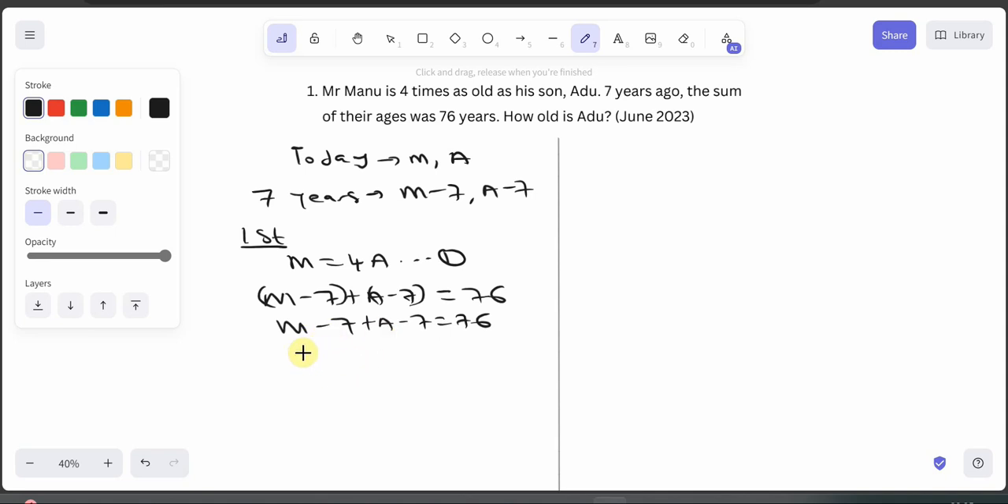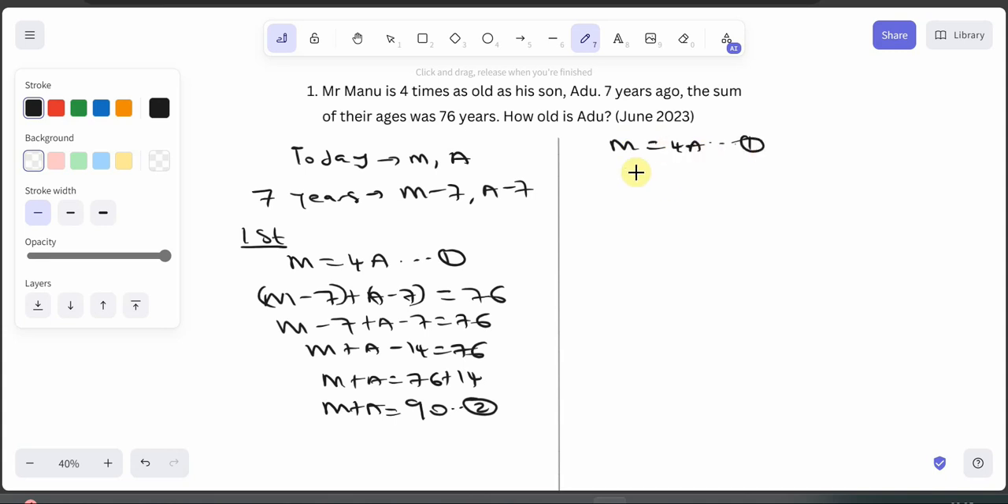So let's create like terms. That will be M plus A, minus 7 minus 7 is minus 14, is equal to 76. And if I carry over the minus 14 to the other side, that will be M plus A is equal to 76 plus 14, which is 90. So this is equation 2. So now we know our equation 1 to be M is equal to 4A and our equation 2 to be M plus A is equal to 90.